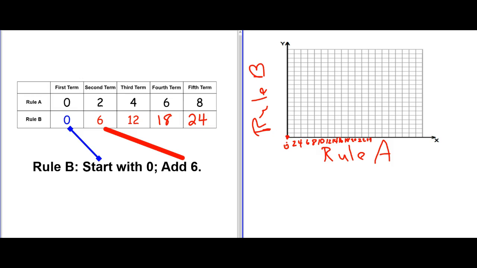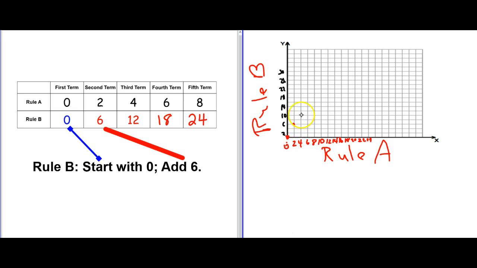I'm only going to put every other one. So 2, skipping 4, this would be 6, 8, 10, 12, 14, 16, 18, 20, 22, 24, 26, 28, 30. That just made it a little bit easier to see the numbers there. So it starts at 0, 0. Then when rule A is at 2, rule B is at 6. So plotting a point right there.